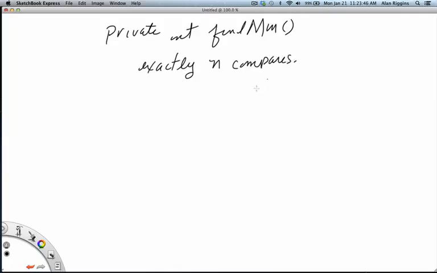Well, let me revise that. The truth is it's exactly n minus 1. N minus 1 because you take the first one as the minimum and then compare it to every other element in the array. So you have exactly n minus 1 compares. In terms of complexity, n and n minus 1 are the same thing. So my question now is, is it correct to say that this algorithm is in big O of n, in theta of n? Are both correct?